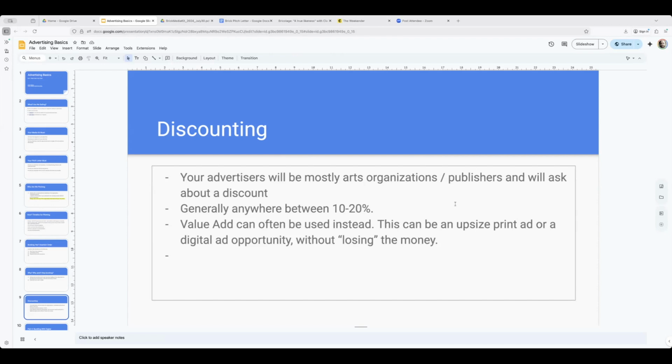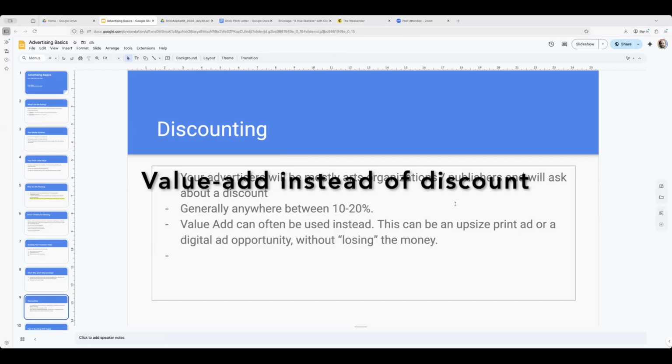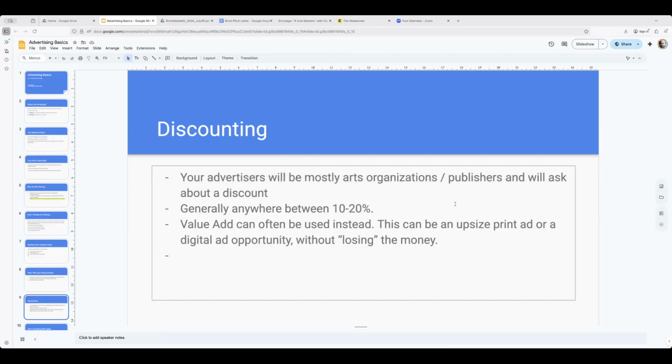I also think it's a real opportunity when people ask for a discount to value add instead. Can you pay full price for that ad? But if we have the room in the book, can we make that ad a little bigger for you? Can we give you some additional digital with that? Just so that we're not losing the money, as I say there.